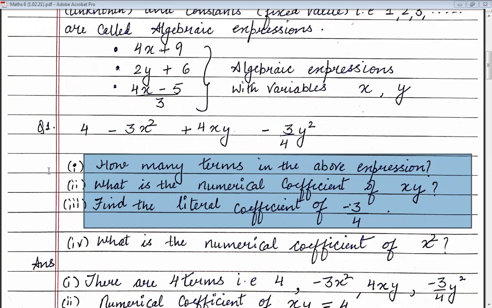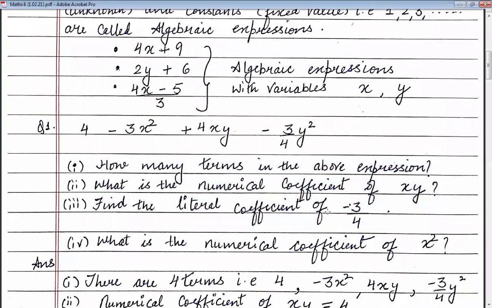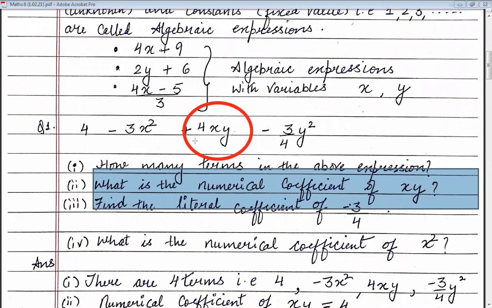Now let's see the second one. In the second one, you have to tell what the numerical coefficient of xy is. Now children, first of all, find the term xy in the given algebraic expression. Can you see where xy is in the given expression? First one, no. Second one, no. Yes, third one. So this is your term with the variable xy.